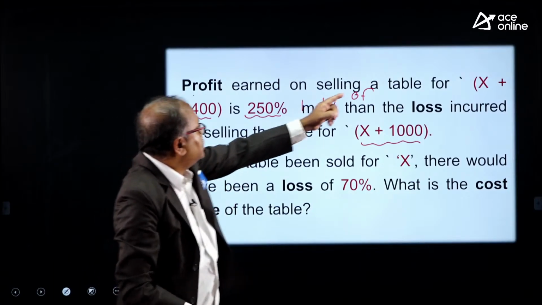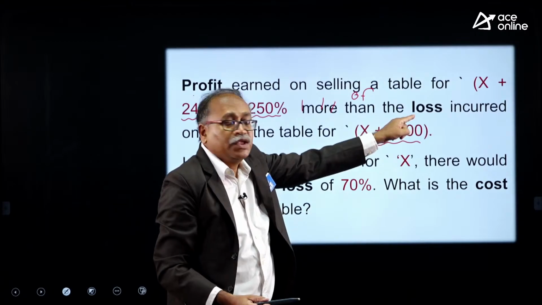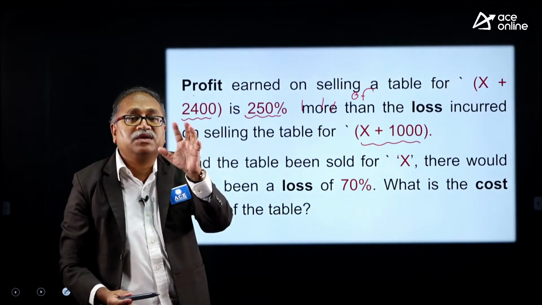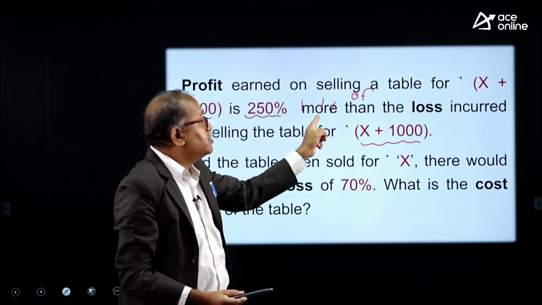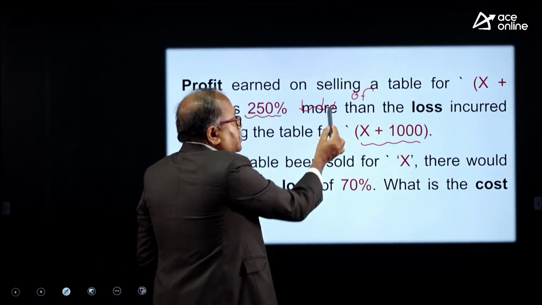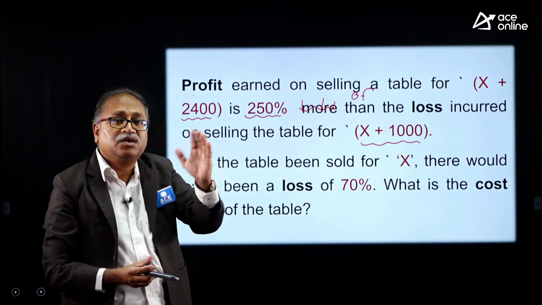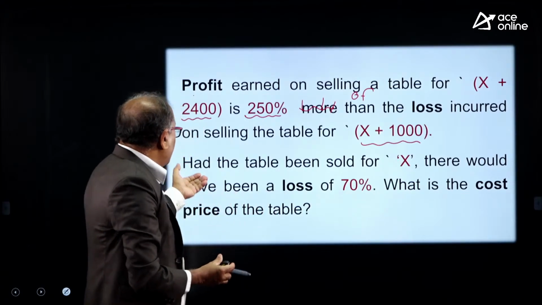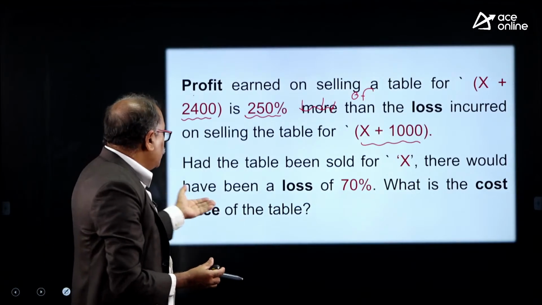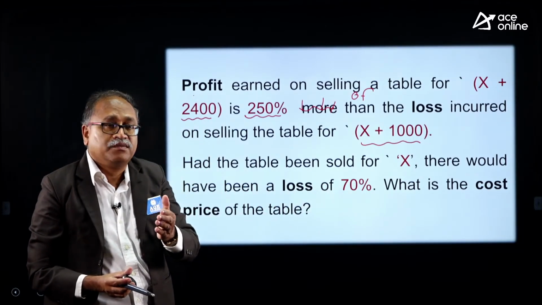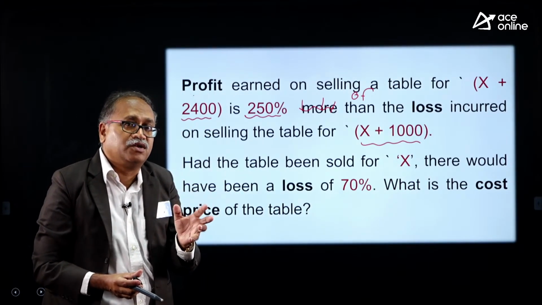So, what it is said, we have the two selling prices there. In the second selling price there is a loss, and in the first selling price there is a profit. How much profit? 250% of the loss, not 250% more, please ignore this one, 250% of the loss. If the loss is 100, the profit is 250. Now, had he sold the table for rupees x, there would have been a loss of 70%. Here the same x, there would have been a loss of 70%.